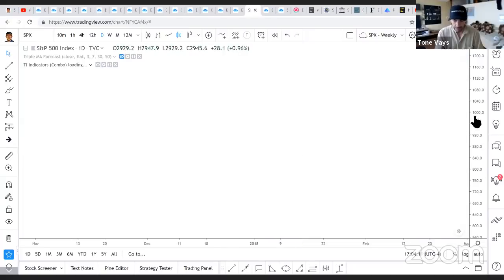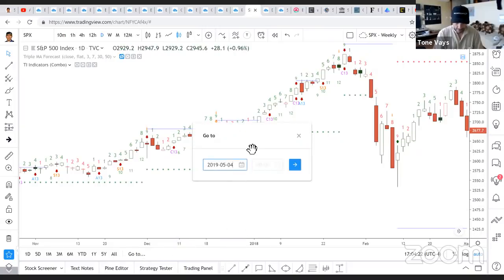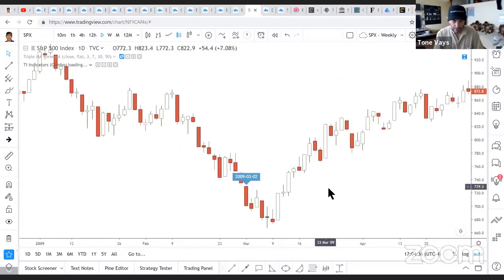So here's the S&P chart. You can do this because it sure as hell marked a good top in 2018. Let's use the go to button. Let's delete all of that. Let's go to 2009, March. We can go to March 2nd. That was the week of the 8th weekly candle.